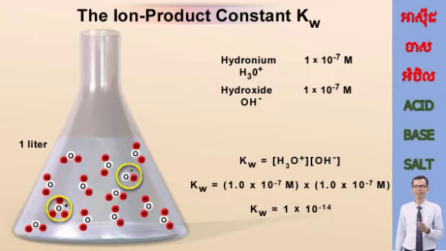When multiplying numbers represented by scientific notation, multiply the coefficients. In this case, 1 × 1, and then add the exponents. In this case, -7 plus -7, which equals -14. Thus, the ion product constant is 1 × 10 to the -14th. The ion product constant does not have units. Kw is important, as you will see when you learn how to determine pH later in this program.